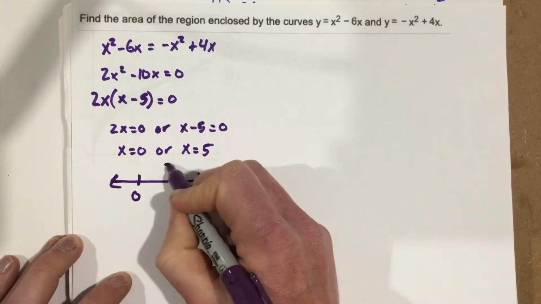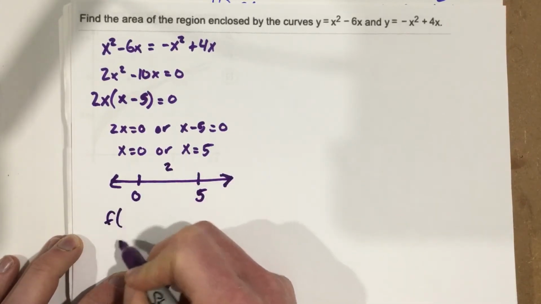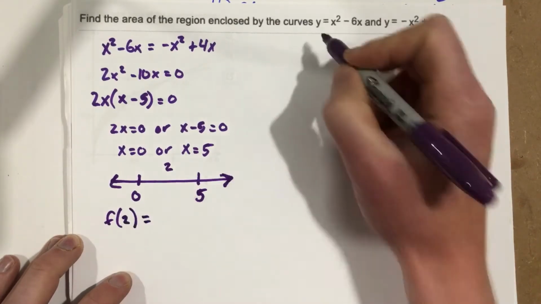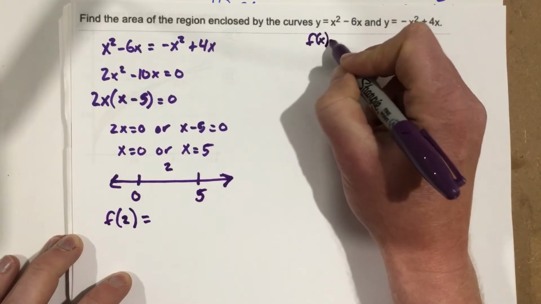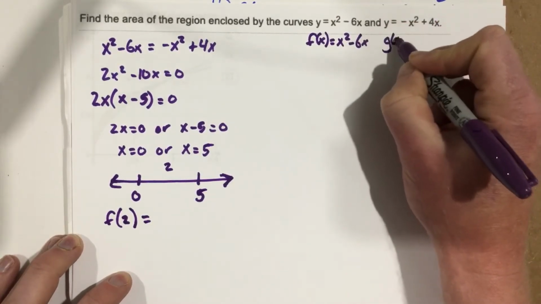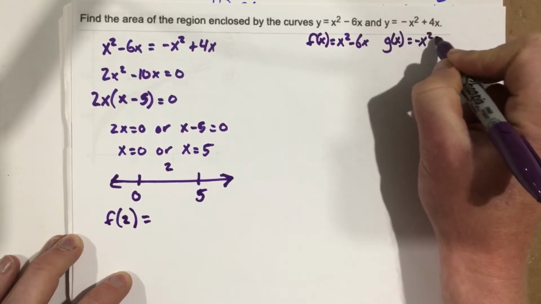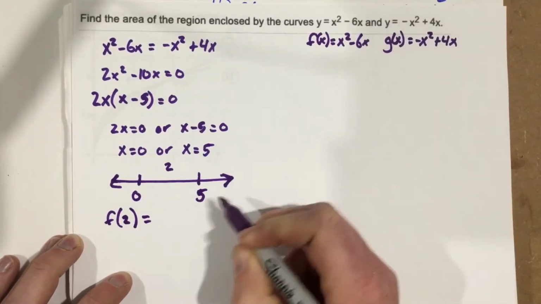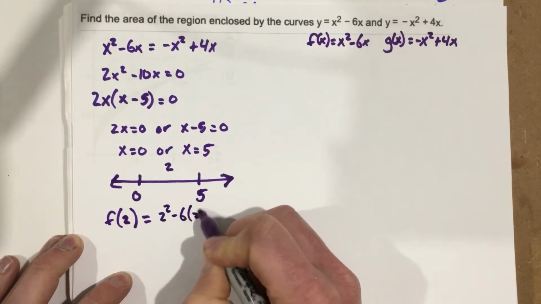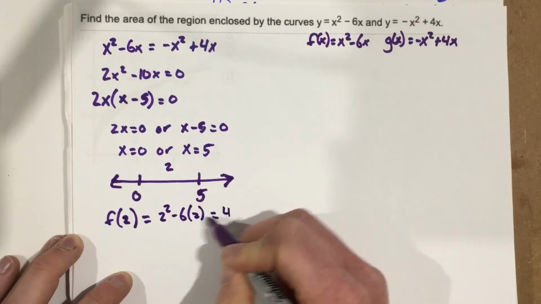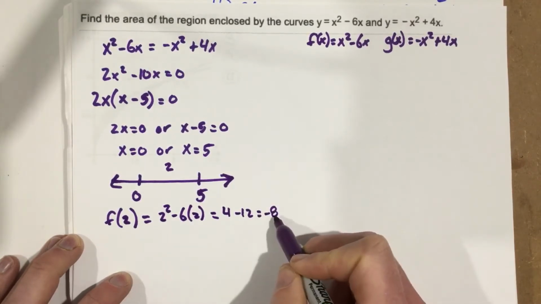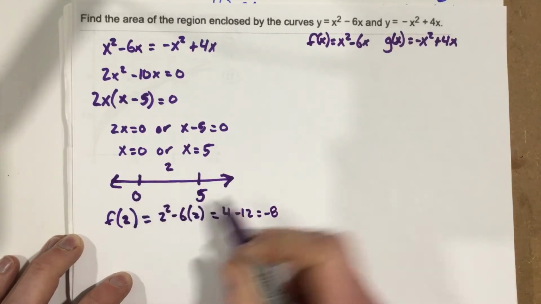So we're going to say for 2, f of 2 equals, and I'm going to call this f of x, and this g of x. So f of 2 is going to be 2 squared minus 6 times 2. 2 squared is 4 minus 12, which is negative 8. So the f function gives you negative 8 when you plug in 2, which is between our roots.